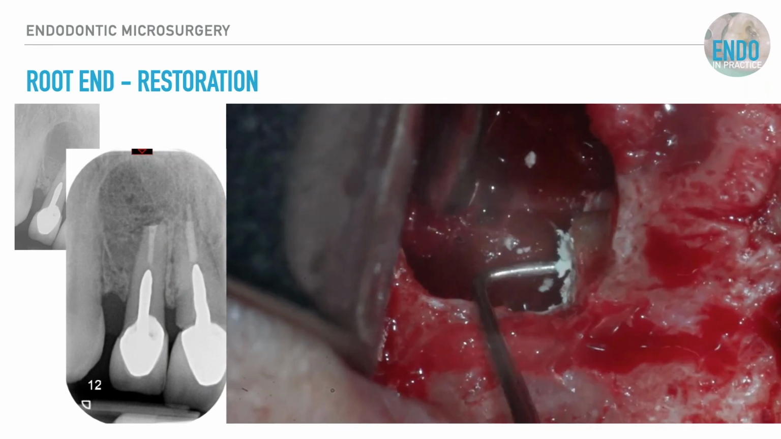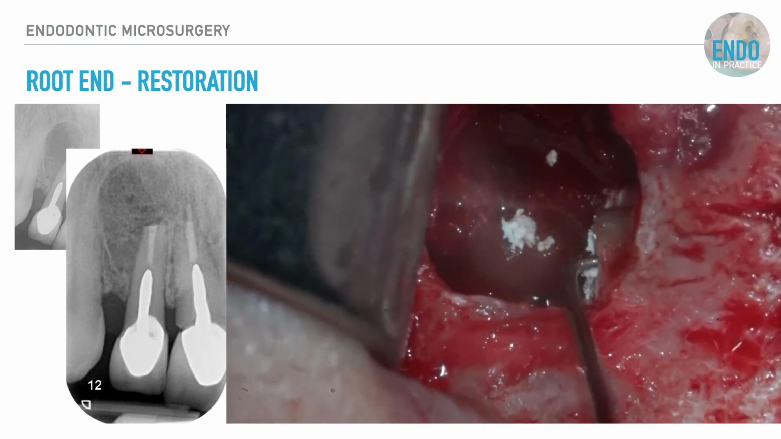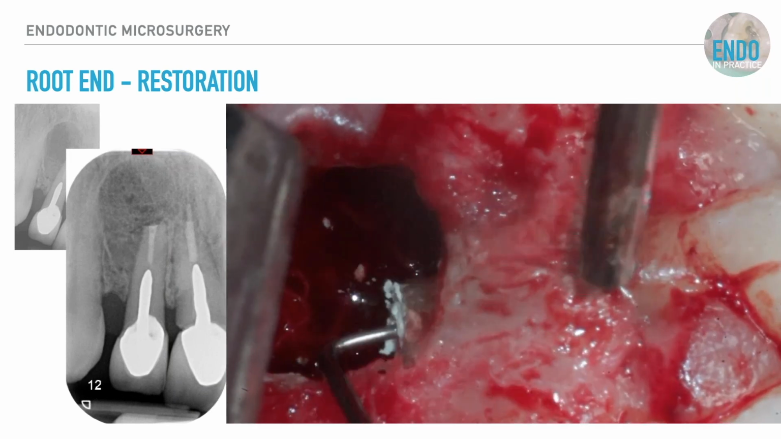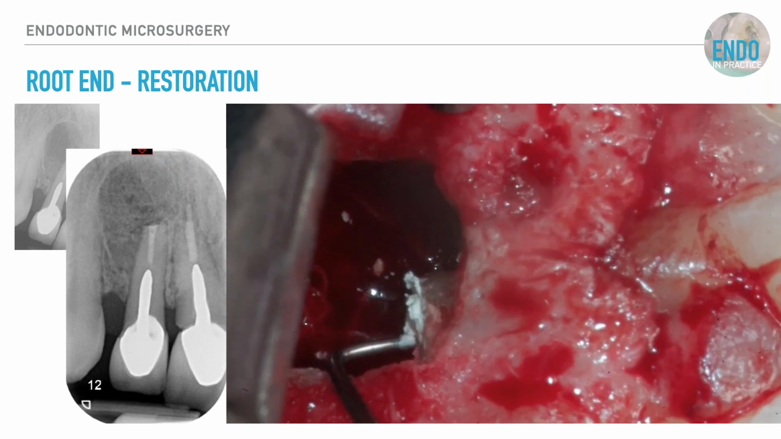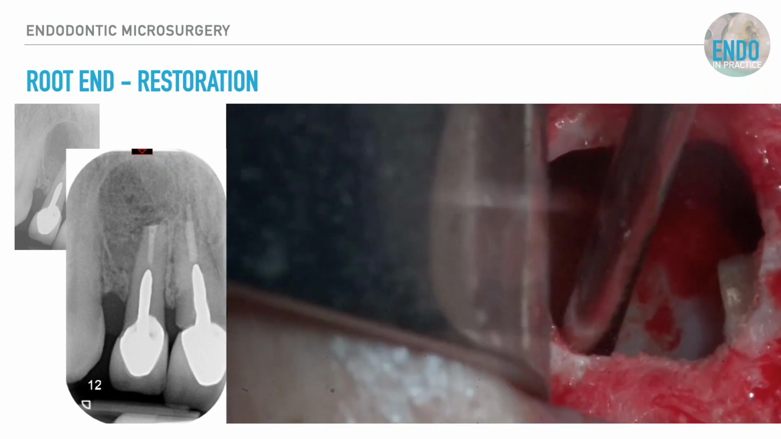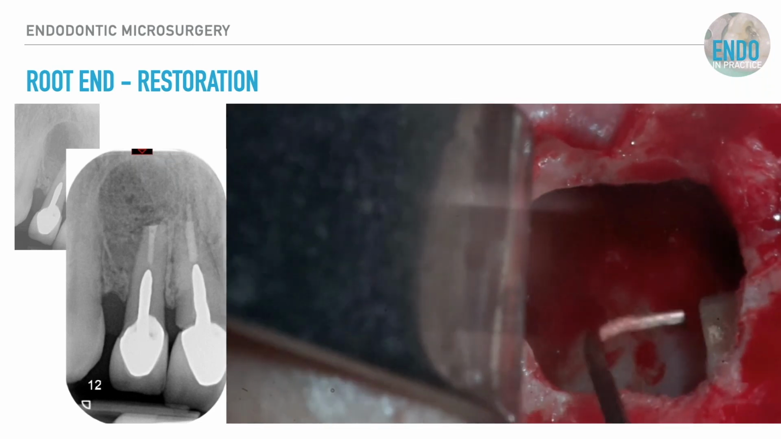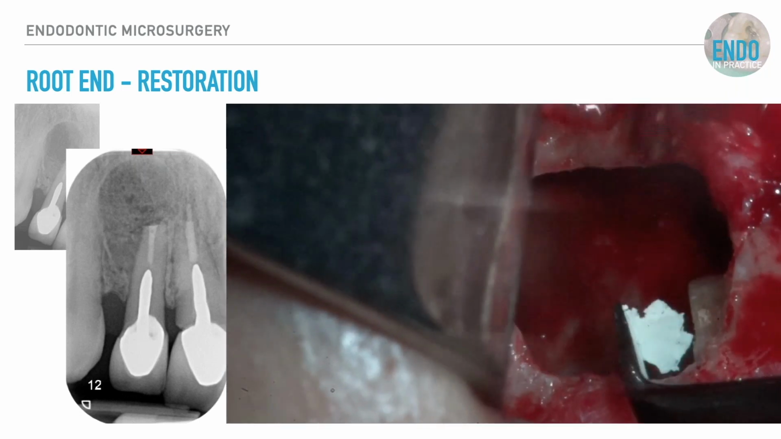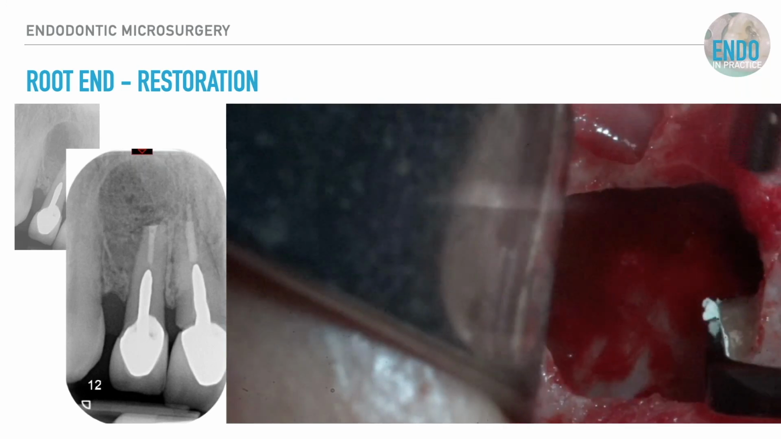And then because it's MTA, you need to bring in your little amalgam pluggers, and you need to plug, come back with more MTA, stuff it on, plug, come back with more MTA, stuff it on, plug, plug, plug, plug, plug, and a lot of it will spill over. But you can see if you put the gauze in the crypt, the gauze will catch it. So when you lift out the gauze, then most of the MTA comes out.